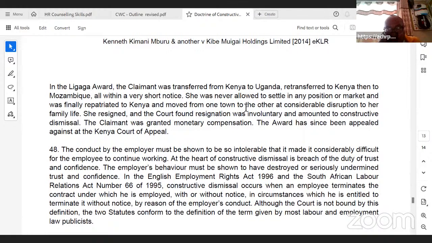The award has since been appealed at the Kenya Court of Appeal. I guess by now it has been ruled. Maureen, you get us that and share so that I will be able also to fix this together.